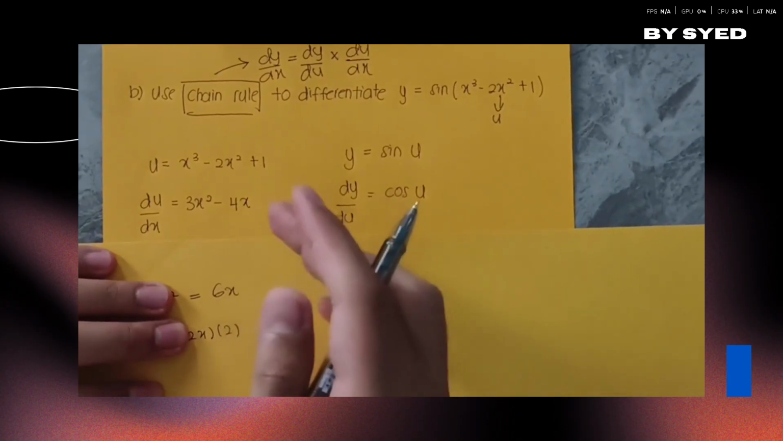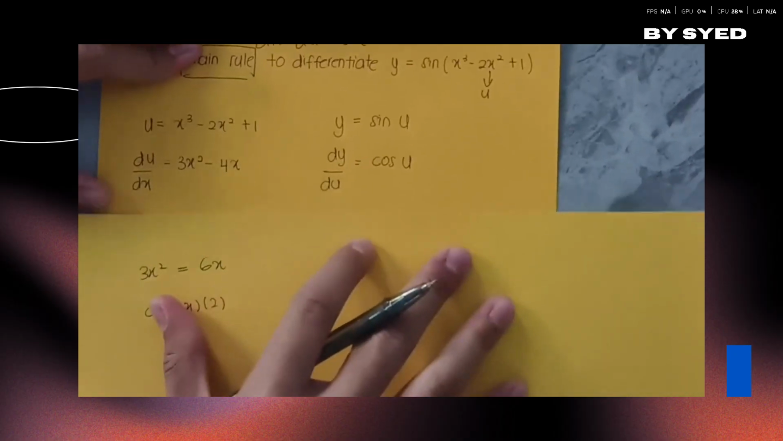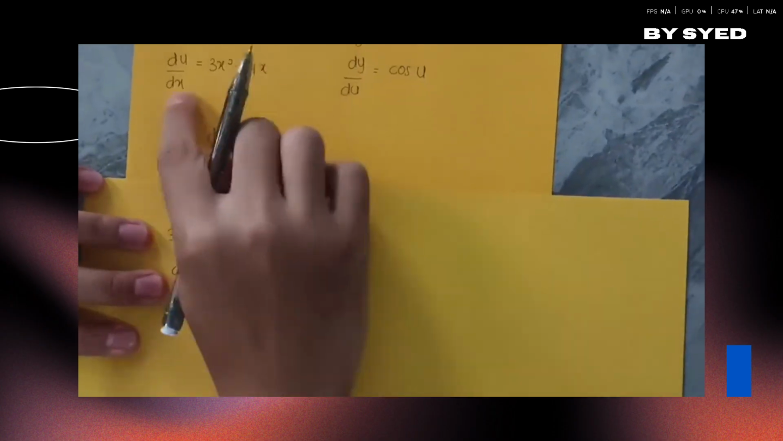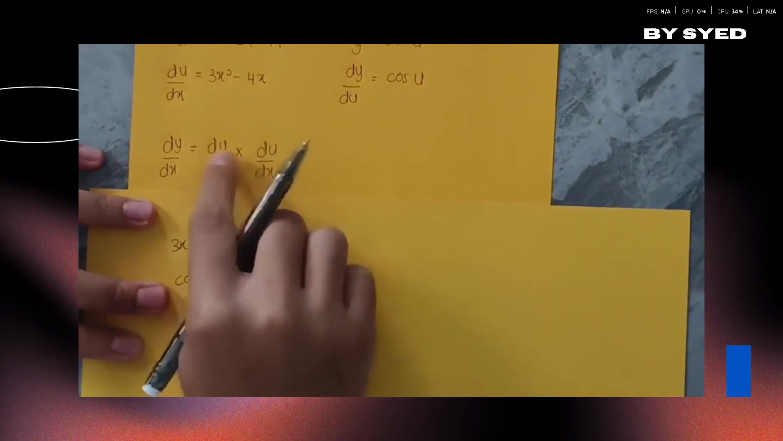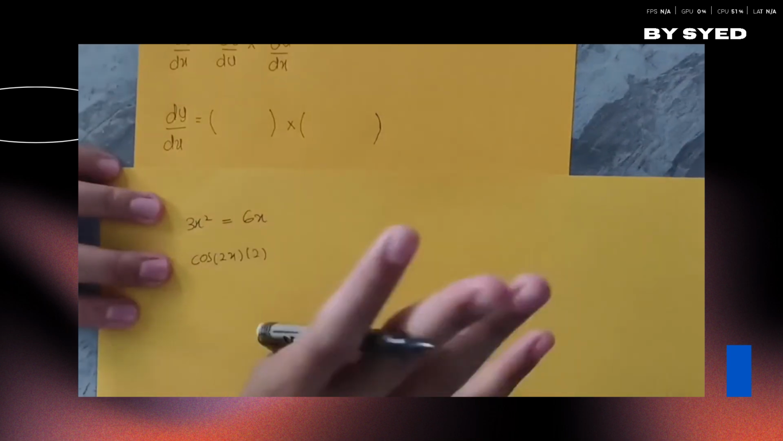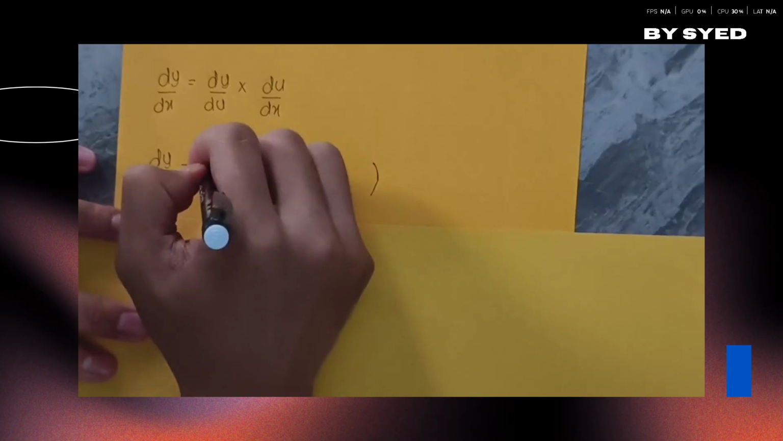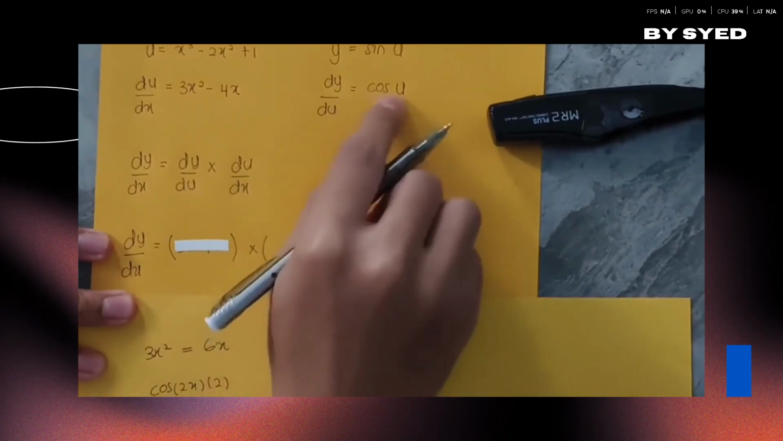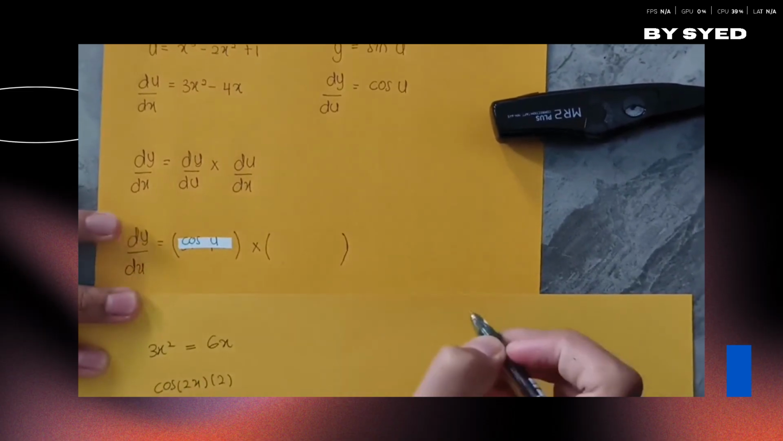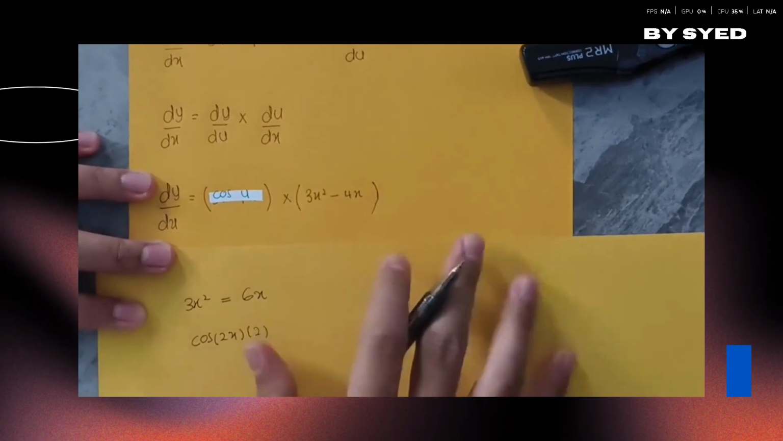You differentiate this, same as you do as usual. And when you differentiate y, you will get cos u. Next, after you finish the differentiation, you can use the chain rule formula, which is dy over dx equal to dy over du times du over dx. So after that, you need to substitute the value of the variables. Mistake. Okay, dy over du is cos u, and du over dx is 3x squared minus 4x.